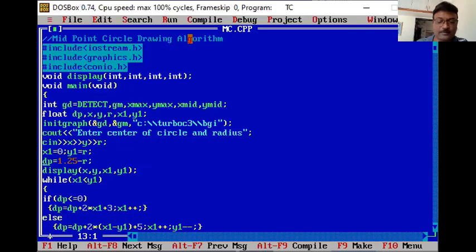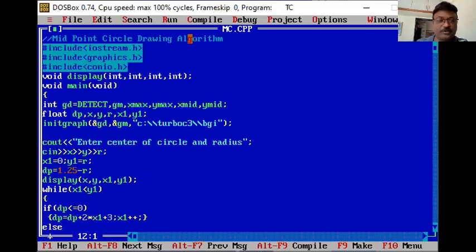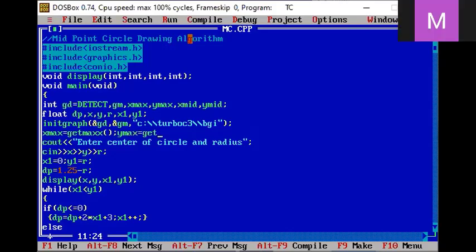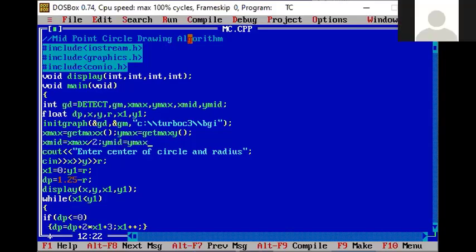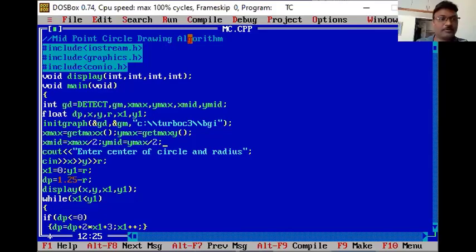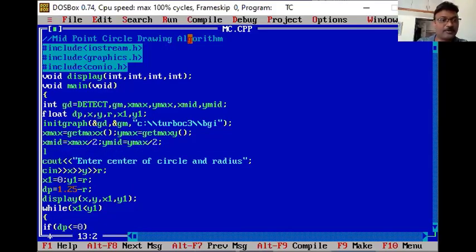Now proceed over here. Once you enter, init graph. Before that, you have to take x max is equals to get max x, y max is equals to get max y, x mid is equals to x max by 2 and y mid is equals to y max by 2. Then draw the line. Suppose you have to draw 0, y mid.